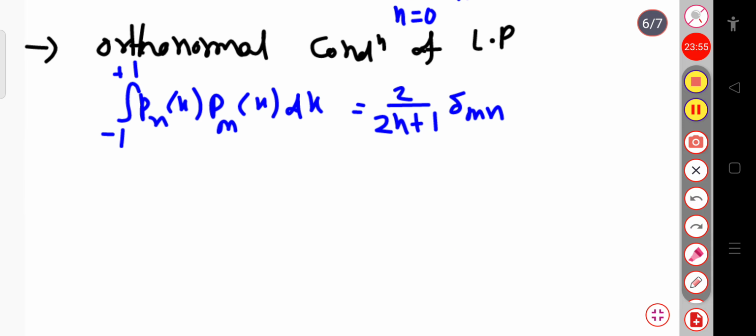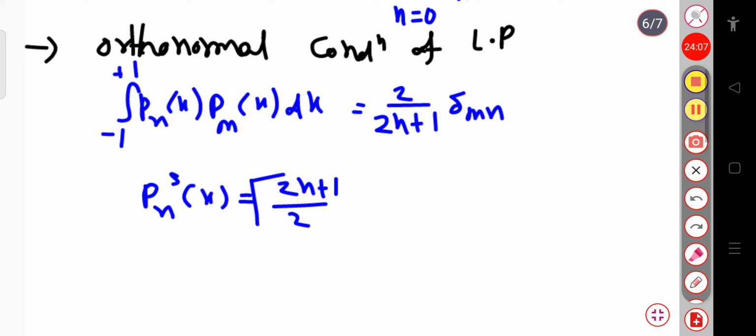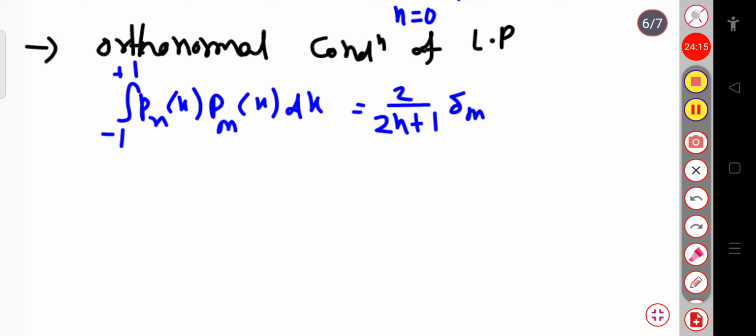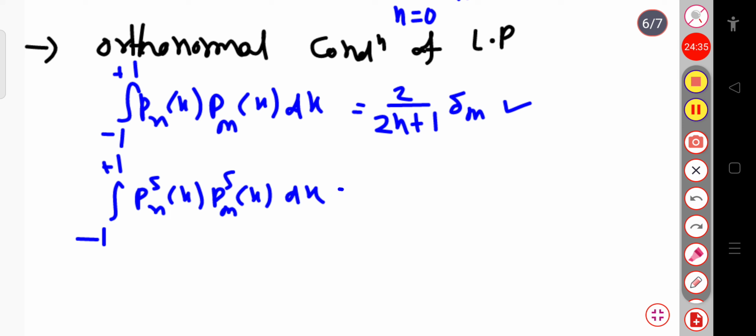And Pn star of x equals root of 2n plus 1 by 2 times Pn of x. Now just leave this, it is not in your topic, you just have to multiply Pn of x there. So this is not in your syllabus, so let us not do complicated things. And also this is your orthonormal condition. And one more thing you have to remember: if it is the integration from minus 1 to plus 1 of Pn star of x into Pm star of x into dx, then simply this is equal to delta mn.